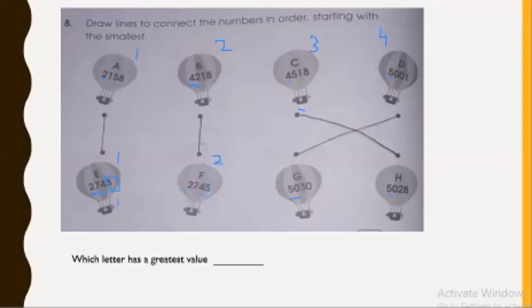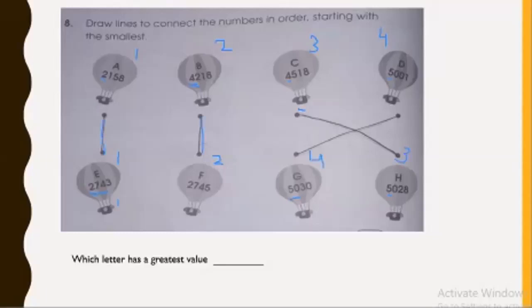Let me just raise this box to look at the number carefully. So let's find out the next smallest number in it. 5,030 and 5,028. Which is the smallest number in it? 28. So we are going to give it number 3. And this is number 4. Now we are going to match 1 with 1, 2 with 2, 3 with 3, and 4 with 4.